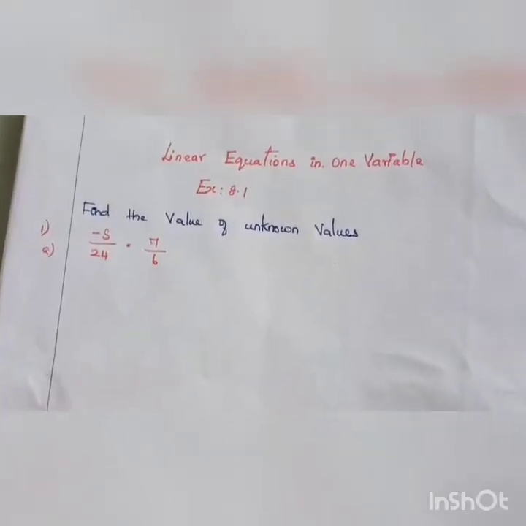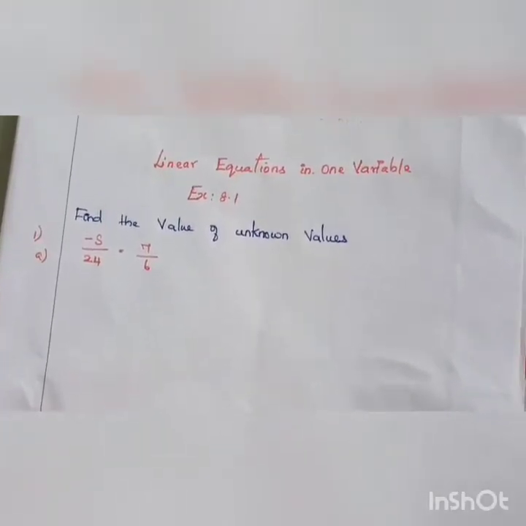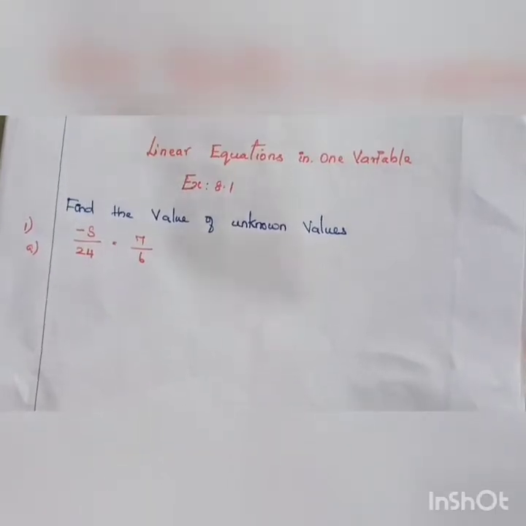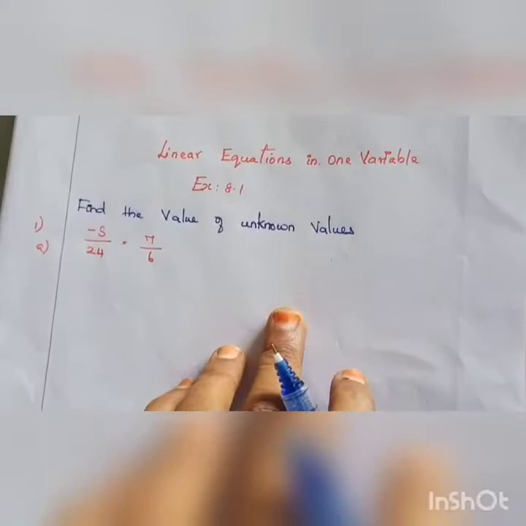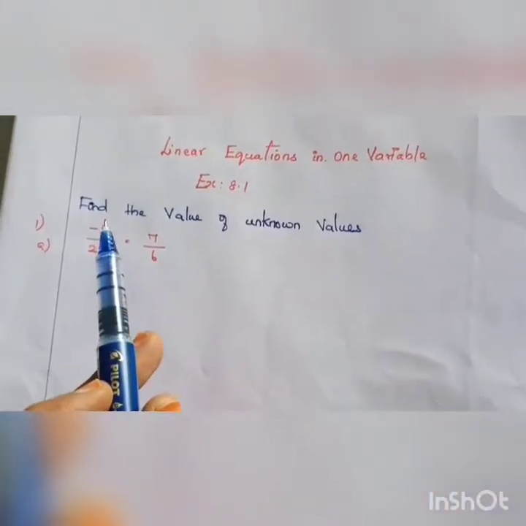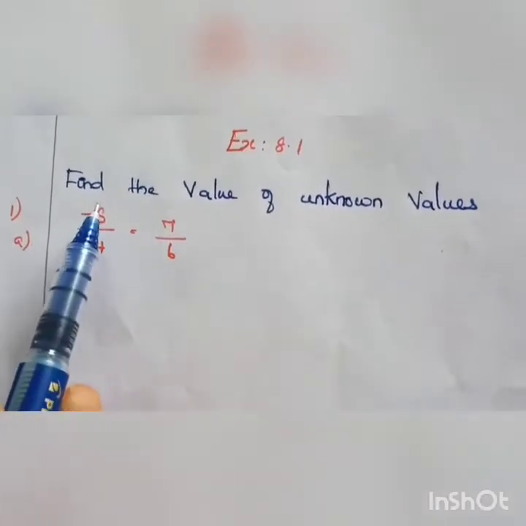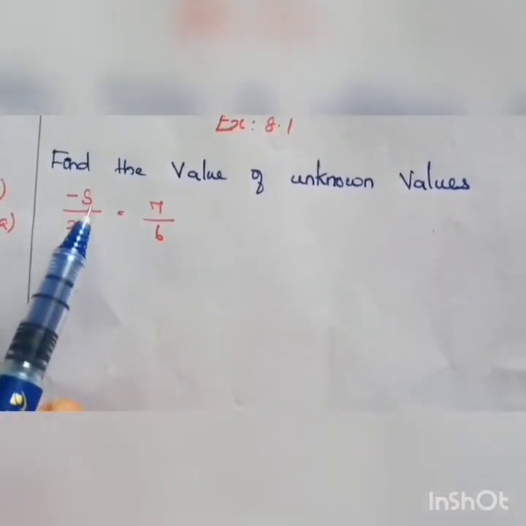Good morning students. Today we will see chapter 8, linear equations in one variable. One variable is nothing but any one letter involved in the equation. The first question is to find the value of the unknown. Here the unknown letter is s, so you have to find s.